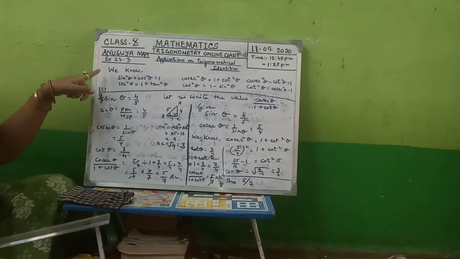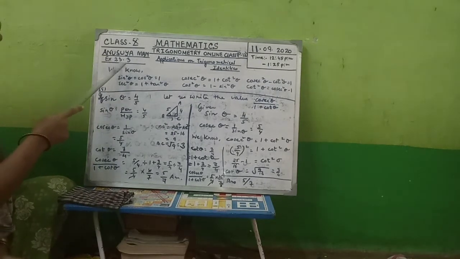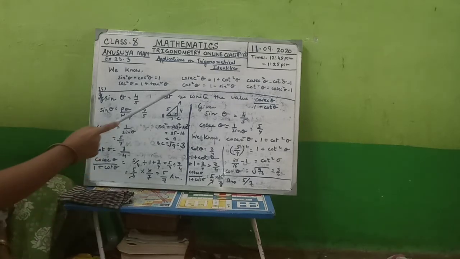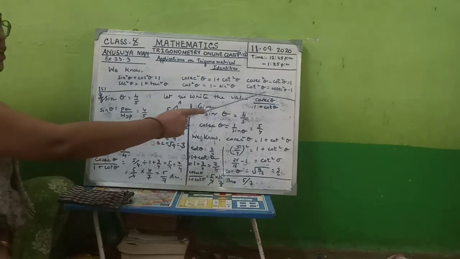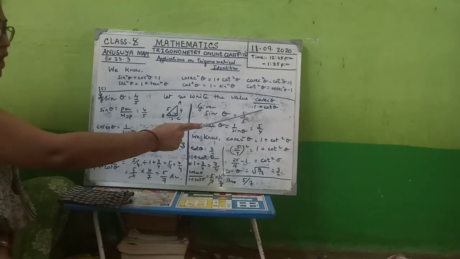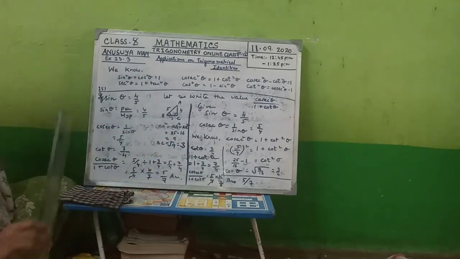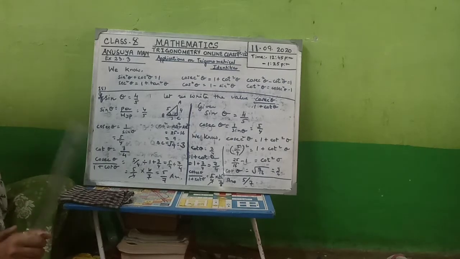Today, as promised, we will start with exercise 23.3. Now, in exercise 23.3, sum number 1, if sin theta is equal to 4 by 5, let us find the value of cosec theta by 1 plus cot theta. There are two ways of doing it. Now students, whichever way you follow, it depends on you.